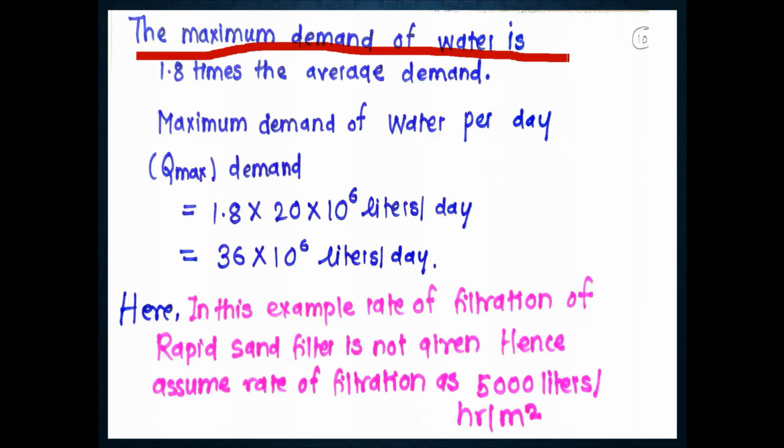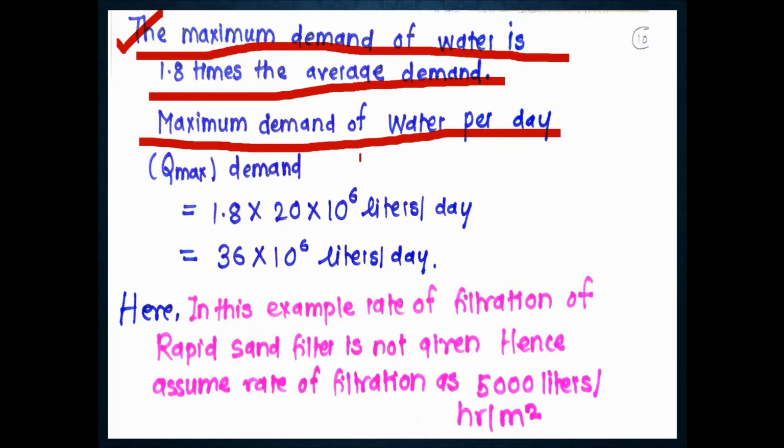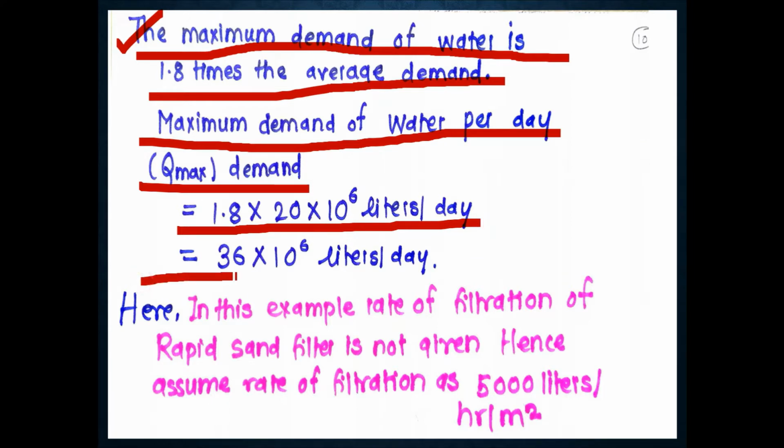These assumptions are not given. We have to assume that the maximum demand of water is 1.8 times the average demand. Hence, the maximum demand of water per day, that is Qmax of the demand, is given by the average demand which you have calculated, multiplied by 1.8. We will get the maximum daily demand, that is 36 into 10 raised to 6 liters per day, which is the maximum demand of the water.